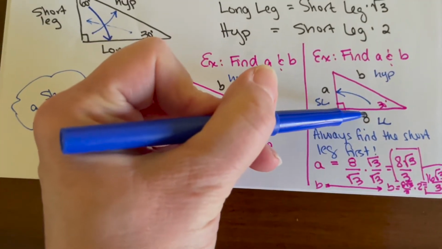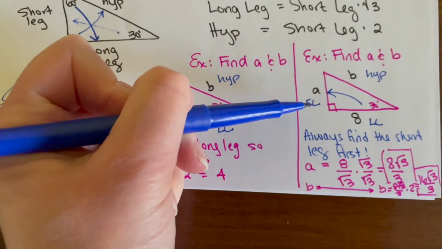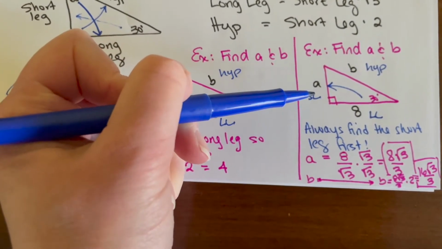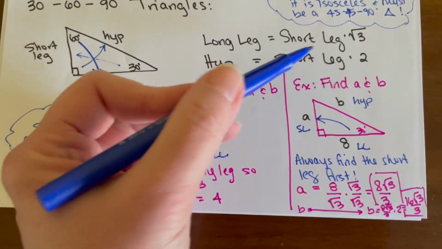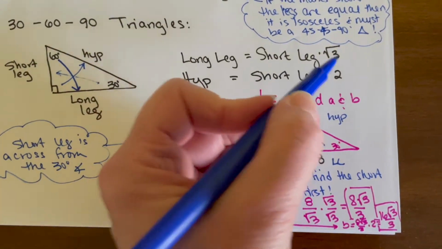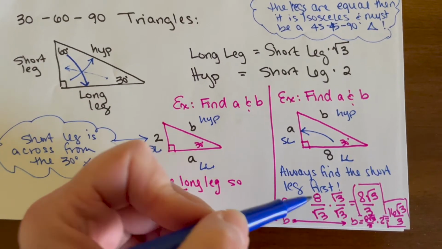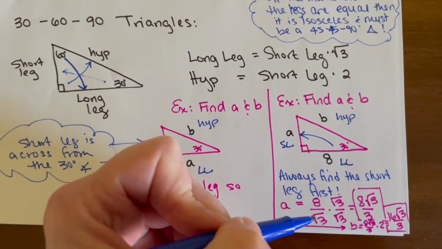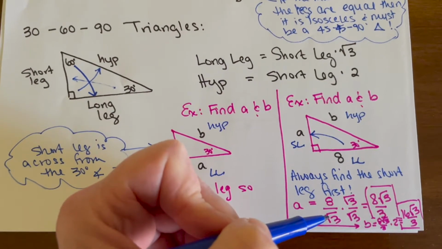So I have the long leg, that means I have to divide by the square root of 3 to get back to the long leg, because the long leg is equal to the short leg times root 3. So I could set it up with 8 is equal to a root 3, and then solve for a. So I take 8 divided by root 3. I can't leave a radical in the denominator, so I have to rationalize that.